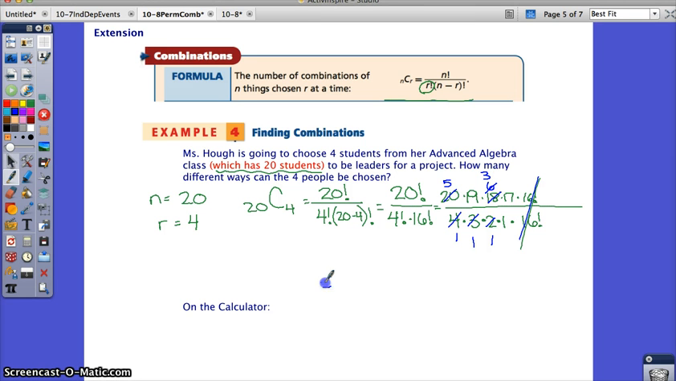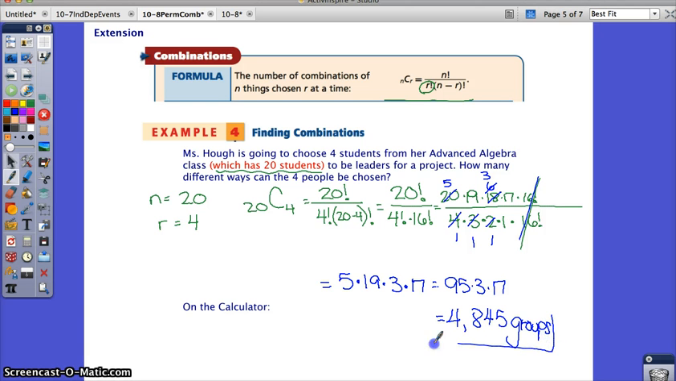So this combination is going to be 5 times 19 times 3 times 17. Now you could use that calculator if you need help with this multiplication. It's going to be 95 times 3 times 17, which is going to come out to 4,845 groups. Crazy that I could make that many groups with only 20 students.